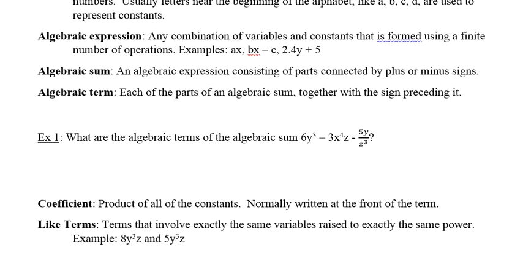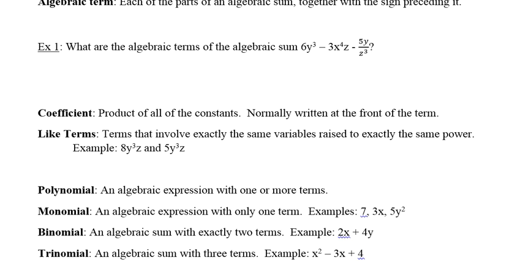An algebraic sum is when we add or subtract. So the bx minus c here up above would be an example of an algebraic sum, as well as 2.4y plus 5 would be another algebraic sum. An algebraic term is any term that has letters and numbers or just single parts.